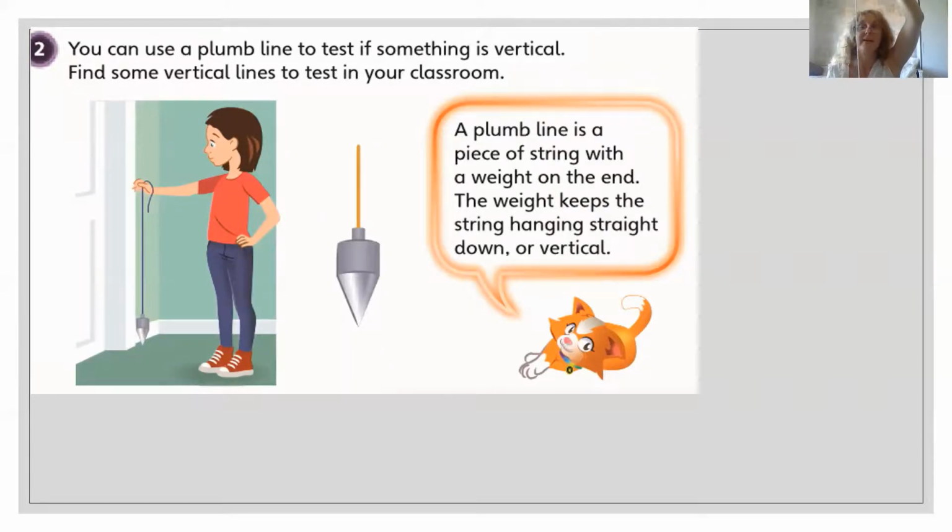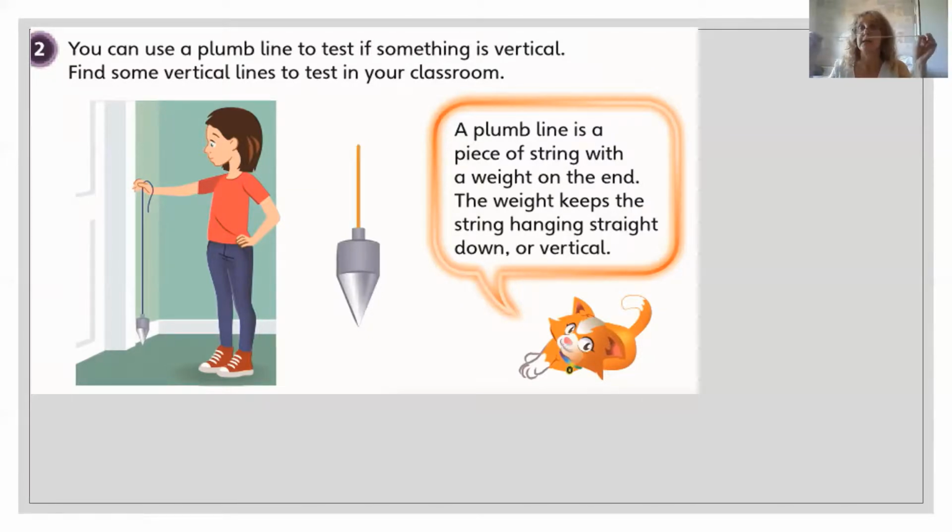Can we see that? That's a vertical line. If I look at when I did my measure, if I drop that down flat on, that would also be a vertical line. So a plumb line is a piece of string with a weight on the end. The weight keeps it hanging straight, so it will pull it down. And we know that plumb lines are used by builders when they're building your houses, or if they're building a wall, they will use plumb lines.